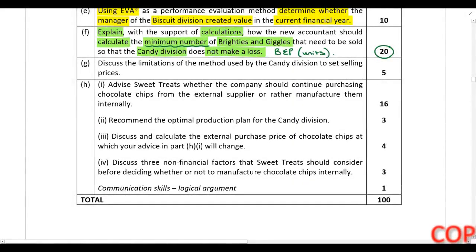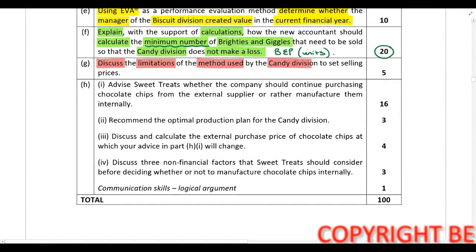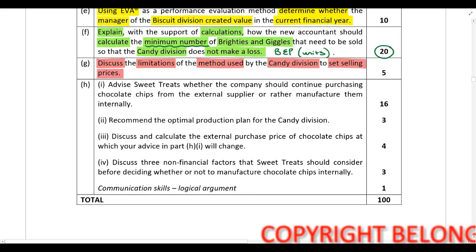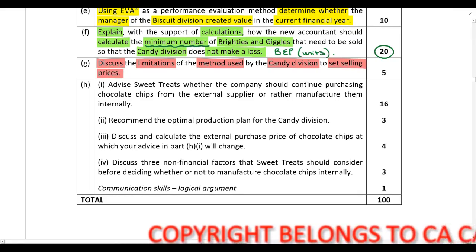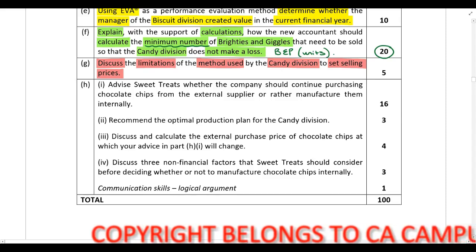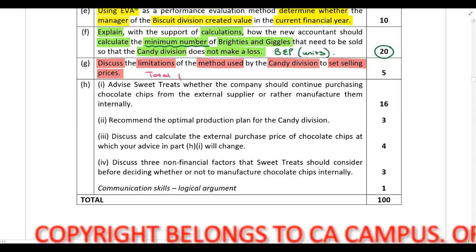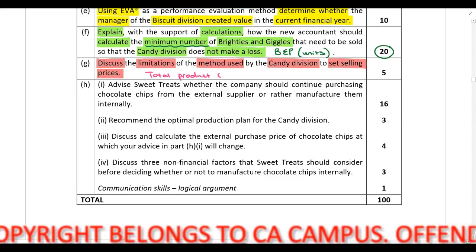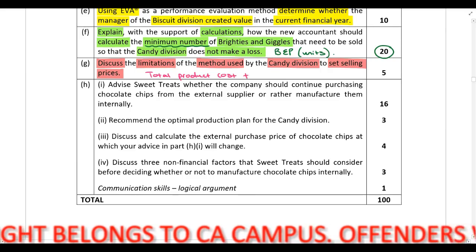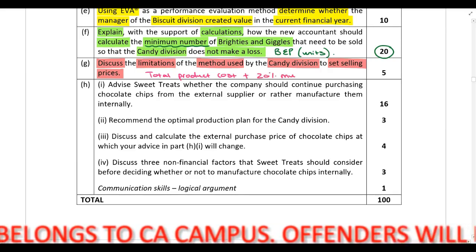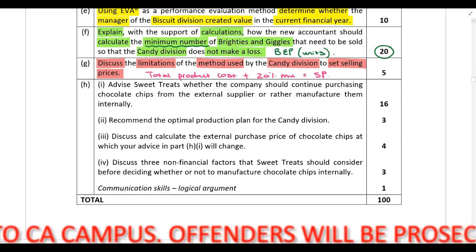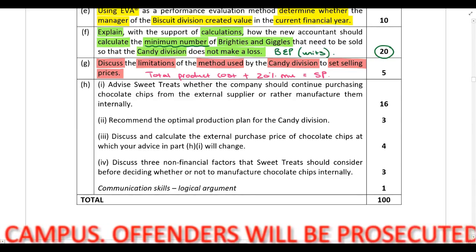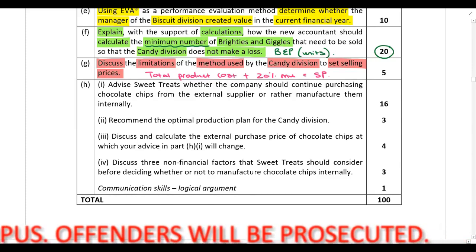In Part G, discuss the limitations of the method used by the candy division to set selling prices. And this is for 5 marks. Okay, so we know that the candy division sets their selling prices by taking their total product cost. They then add a 20% markup, and that gives them the selling price. All right, so what are the limitations or disadvantages of determining or setting selling prices in this way?